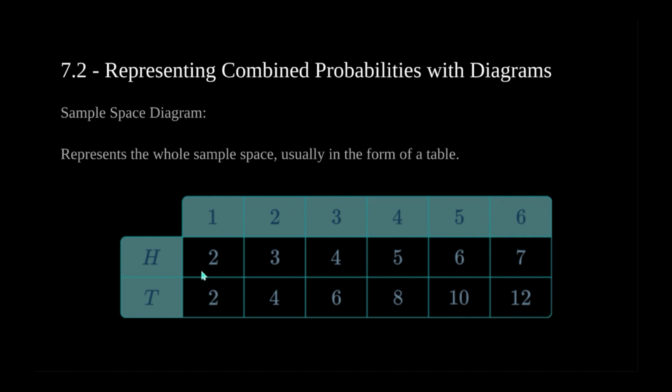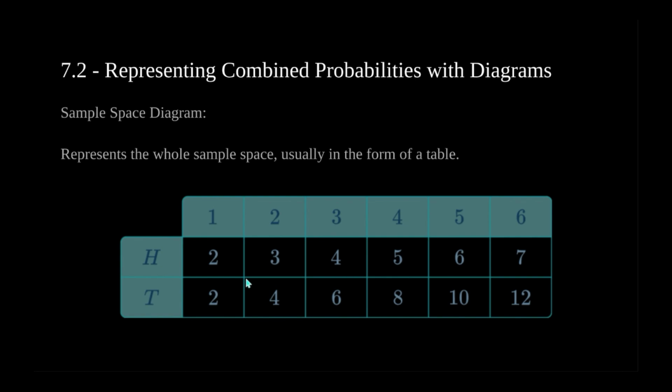And in this situation, when you roll a die and flip a coin, if you land on heads, it adds 1 to the value that you got on the die. But if you flip tails, it doubles the value you got on the die. So the results for each outcome are represented in this table right here.